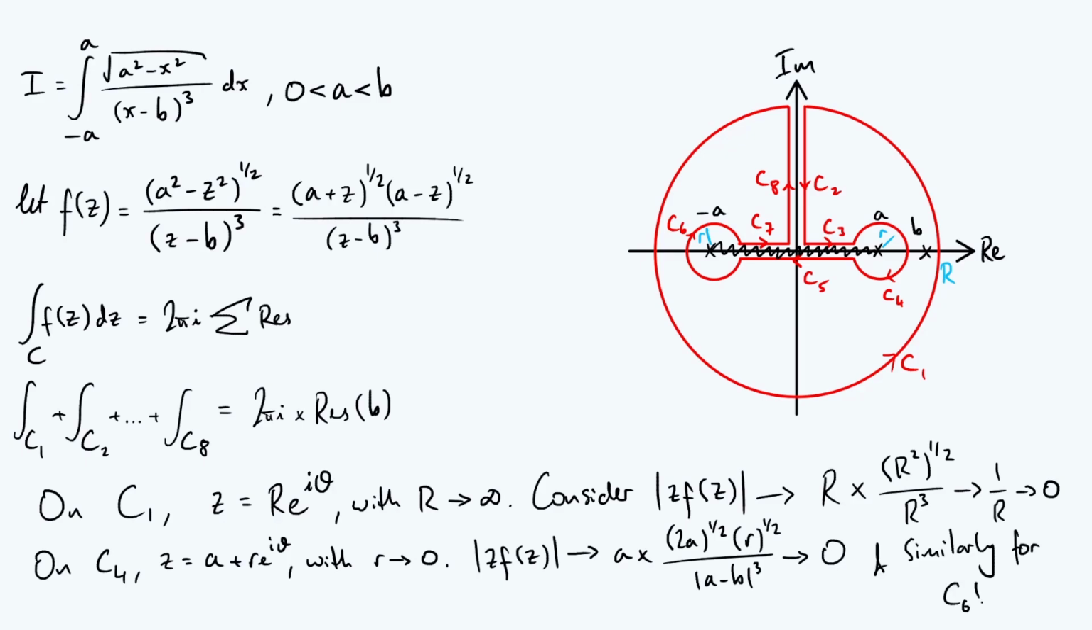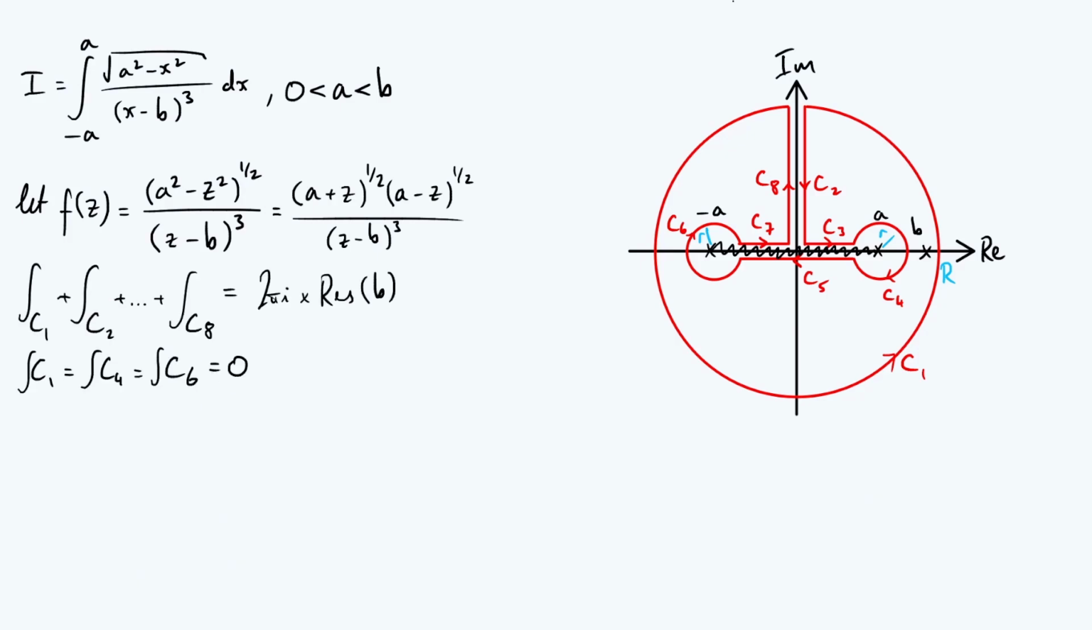And not surprisingly, much the same thing happens if you parameterize C6 in a similar way. You can say on C6, z equals minus a plus r e to the i theta. Plug that in to your factorized form of f of z, and you'll be able to show that there's just an r to the half term on the numerator, and the whole thing goes to 0 as r goes to 0.